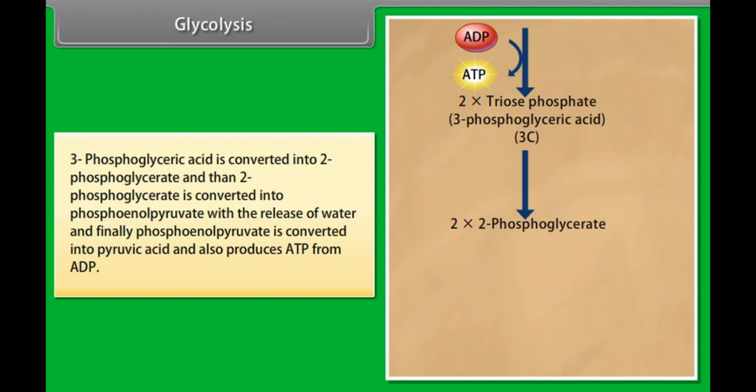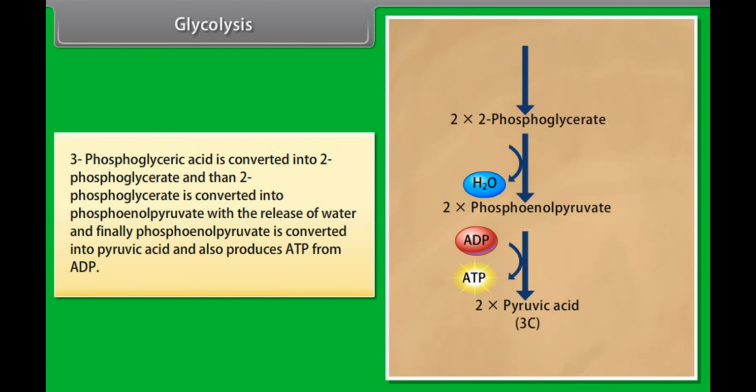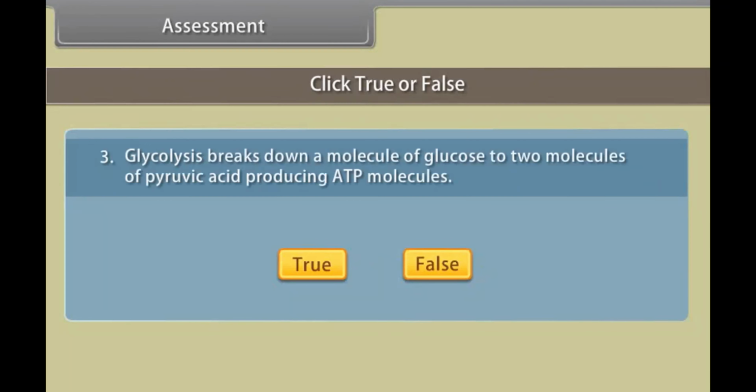3-phosphoglyceric acid is converted into 2-phosphoglycerate and then 2-phosphoglycerate is converted into phosphoenol pyruvate with the release of water, and finally phosphoenol pyruvate is converted into pyruvic acid and also produces ATP from ADP.